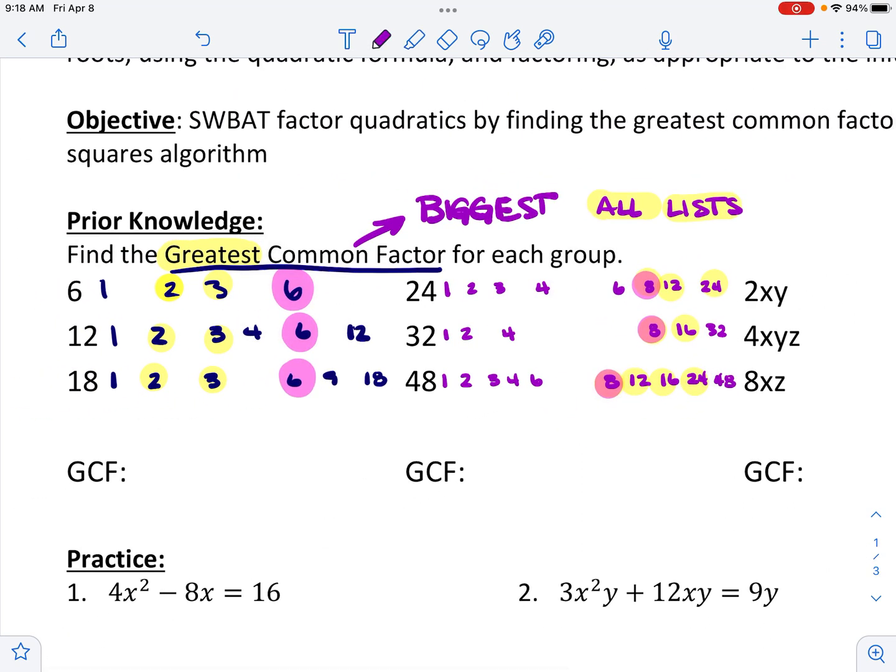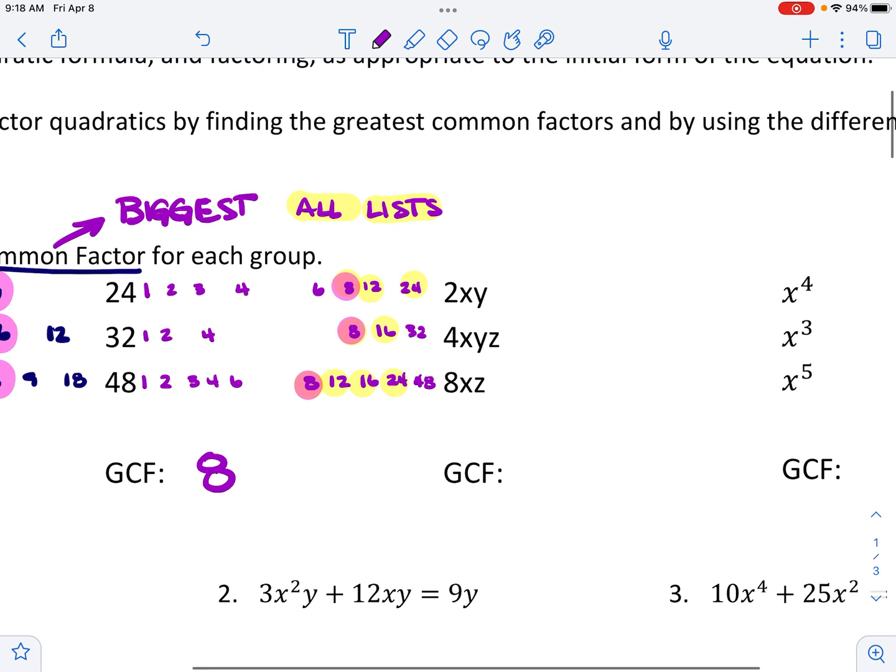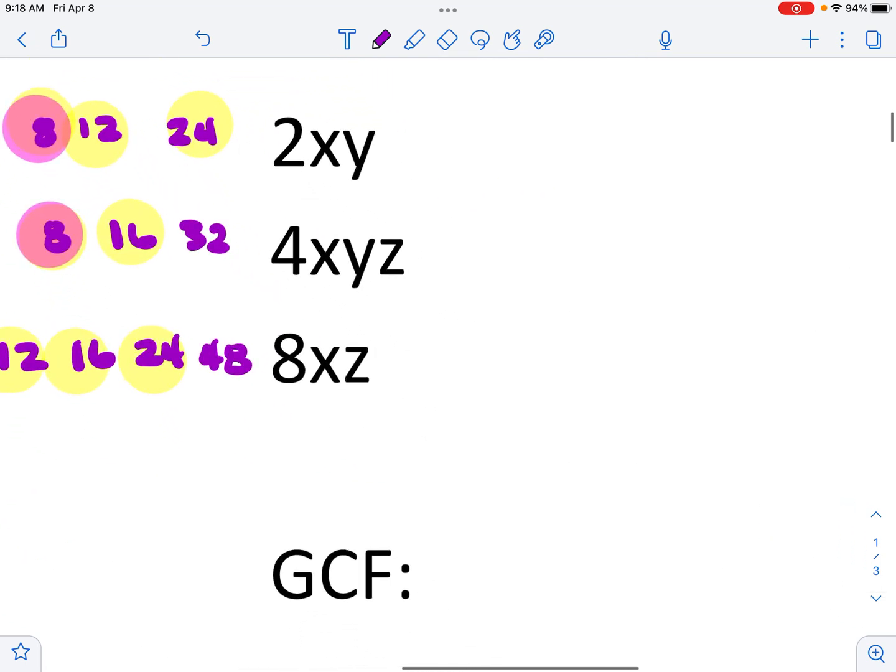So the greatest common factor for 6, 12, and 18 is going to be 6. The greatest common factor for 24, 32, and 48 is going to be 8. What about this list? What we need to notice is there's also a variable. So we could see that there is an x in all 3 of the terms. So we know that at a minimum, we're going to have an x for our GCF.